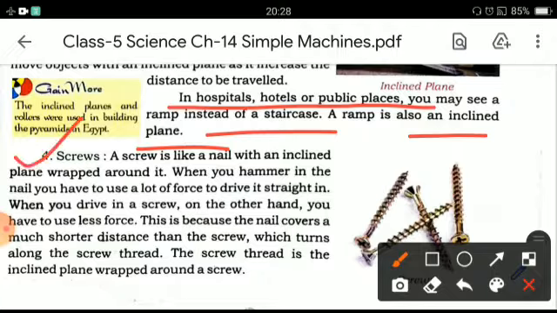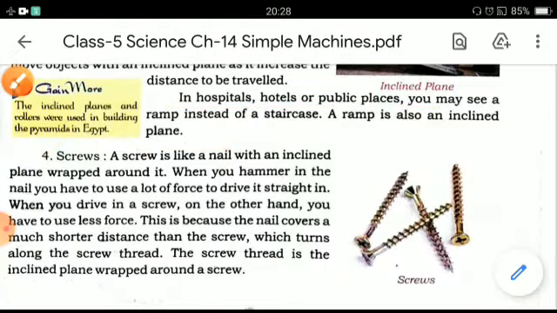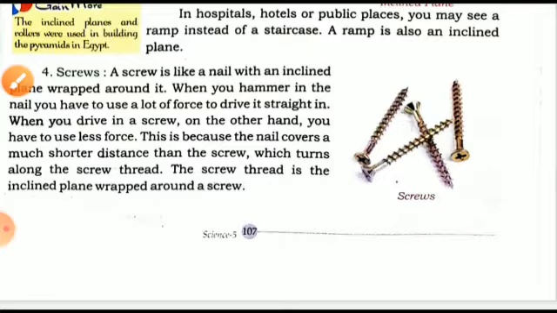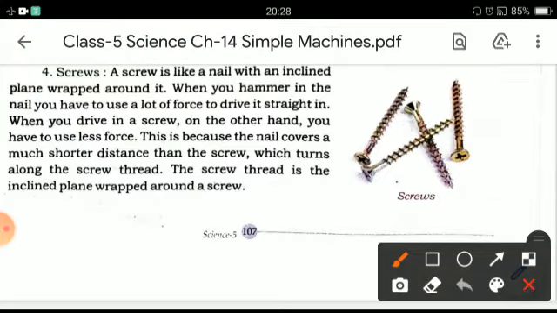Next is screw. A screw is like a nail with an inclined plane wrapped around it. When you hammer in a nail, you have to use a lot of force to drive it straight in. When you drive in a screw, on the other hand, you have to use less force. This is because the nail covers a much shorter distance than the screw, which turns along the screw thread. The screw thread is the inclined plane wrapped around the screw.